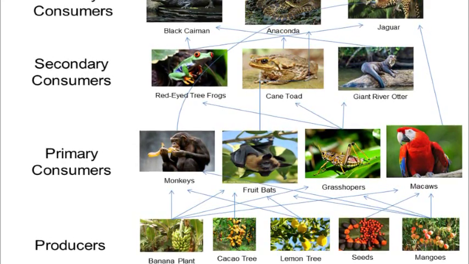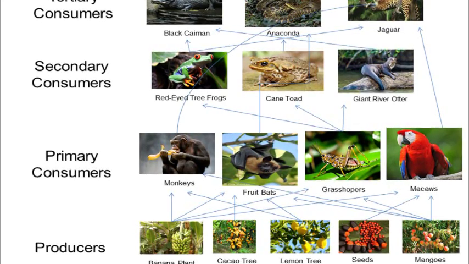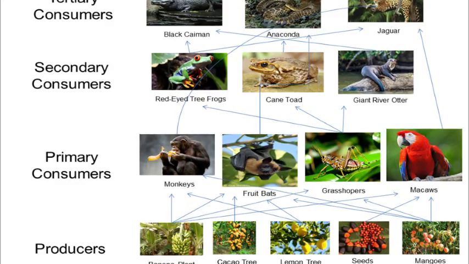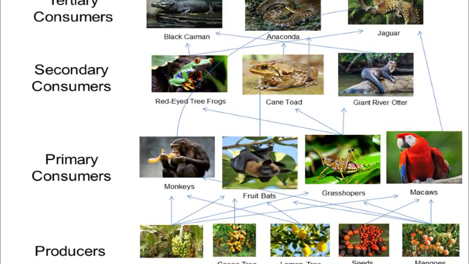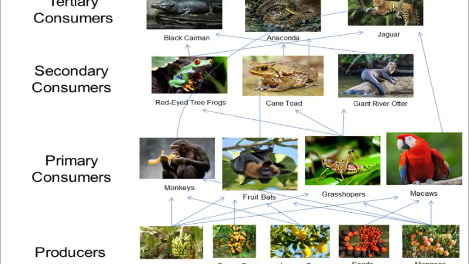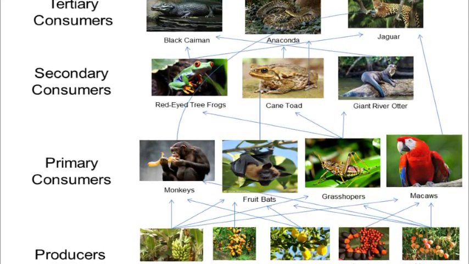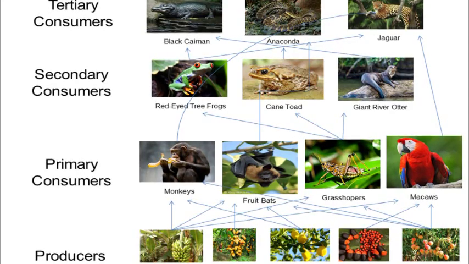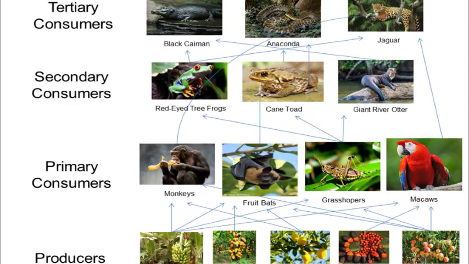The next level are the primary consumers. The monkeys and the macaws are eaten by the jaguar, which is a tertiary consumer. The fruit bat is eaten by the anaconda, which is also a tertiary consumer, and the grasshopper is eaten by all secondary consumers: the red-eyed tree frog, the cane toad, and the giant river otter.